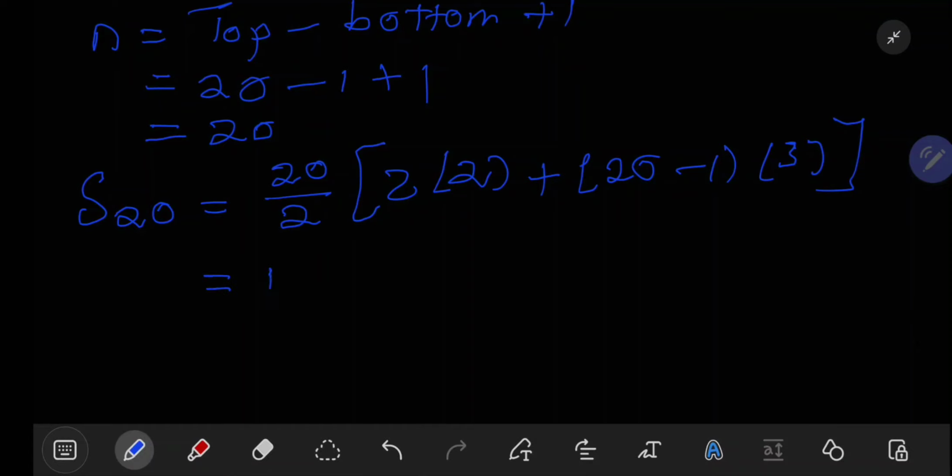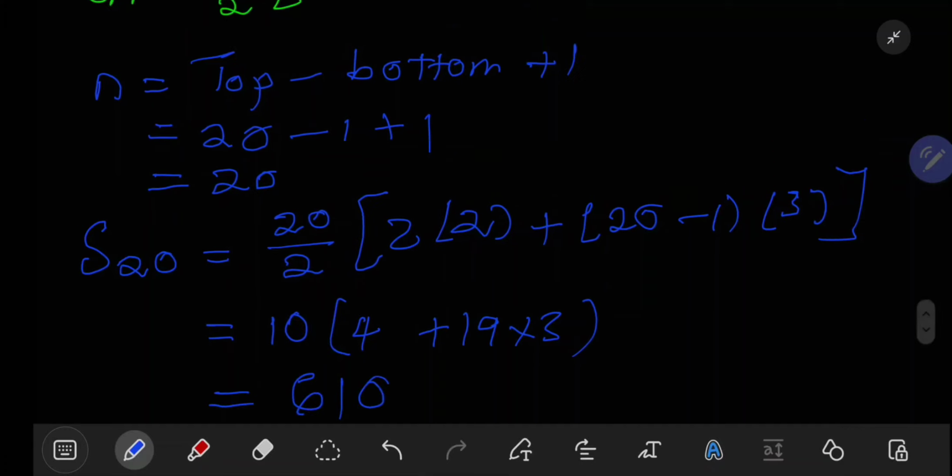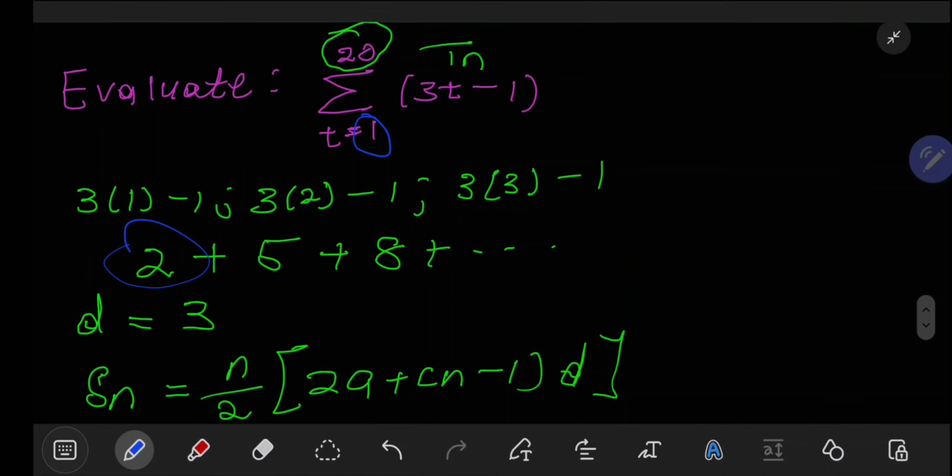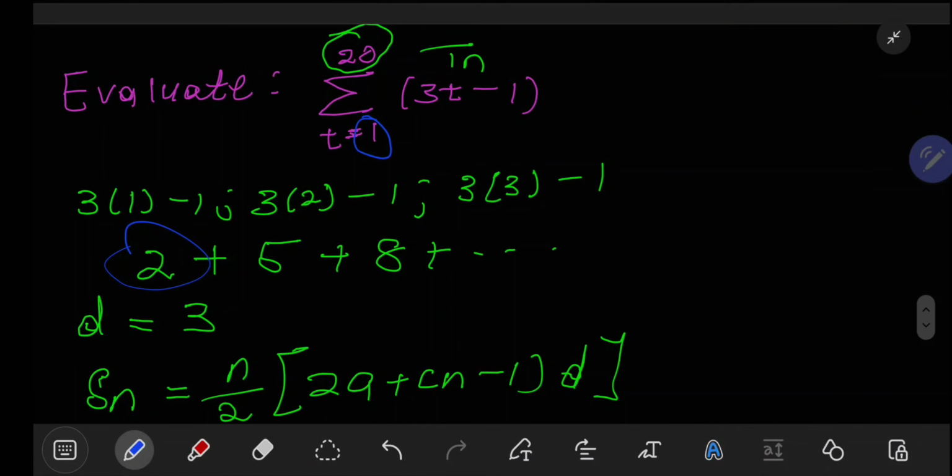Okay, so when we simplify it, we're going to have 10. Then inside here we're going to have 4 plus 19 multiplied by 3. And then when you work out that, you'll get your sum to be 610. And then you have evaluated this problem. I hope it doesn't complicate you, and I hope it makes sense.